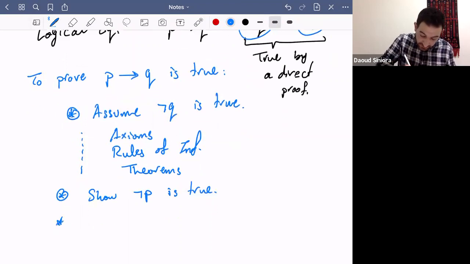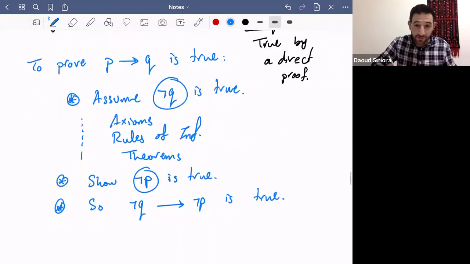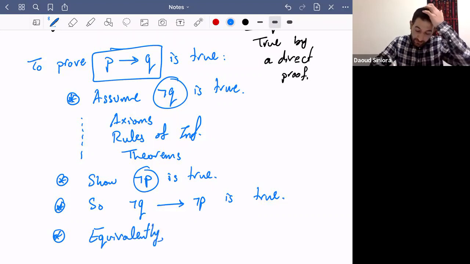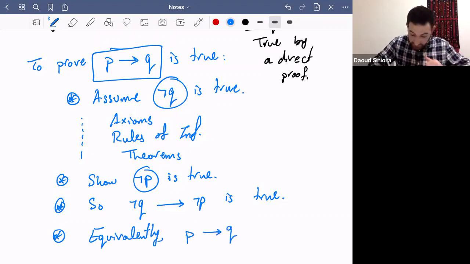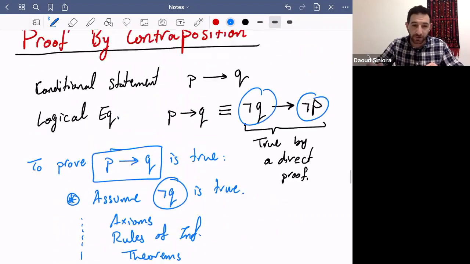If we show this, this means that not Q implies not P is true, right? If we assume not Q and show that not P must be true, this means that not Q implies not P is a true statement, but this is the contrapositive of our original conditional statement, so they are logically equivalent. Equivalently, we have showed that P implies Q is true. So in short, to show a conditional statement is true, we show its contrapositive is true. And this is proof by contraposition.